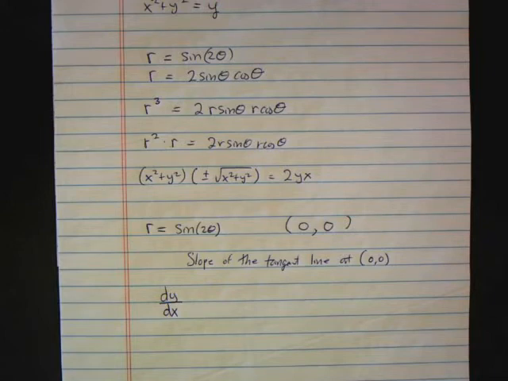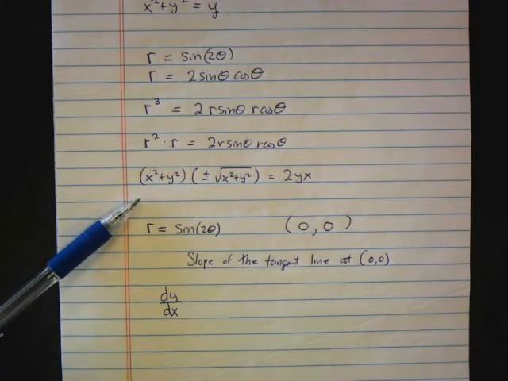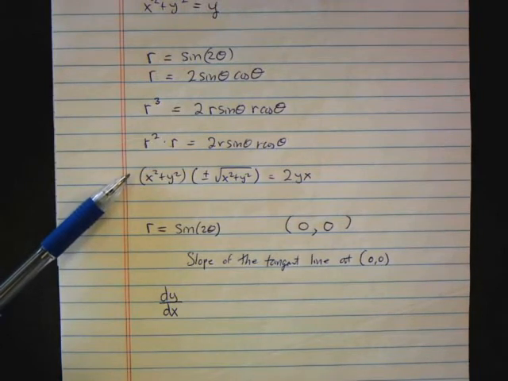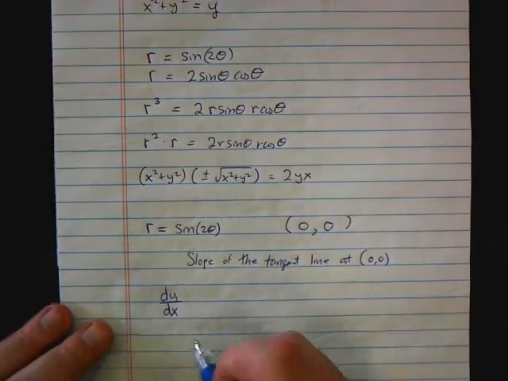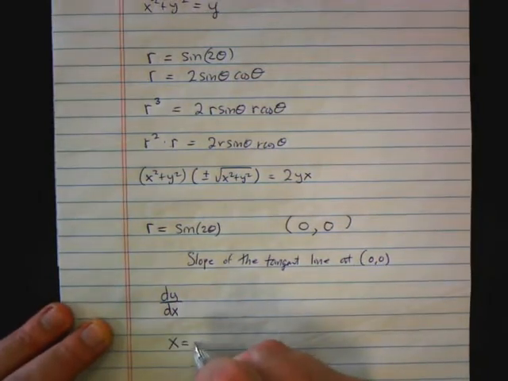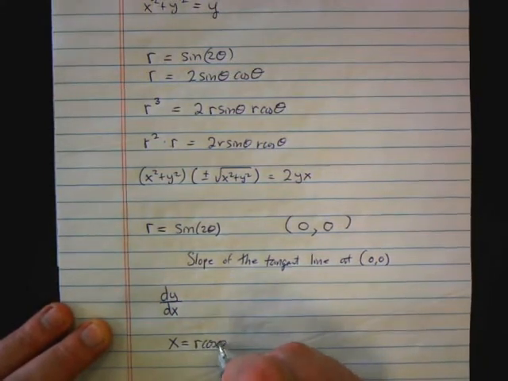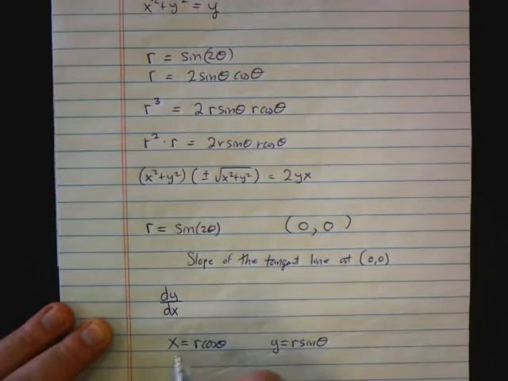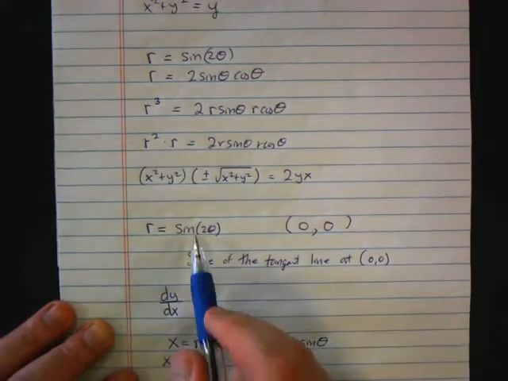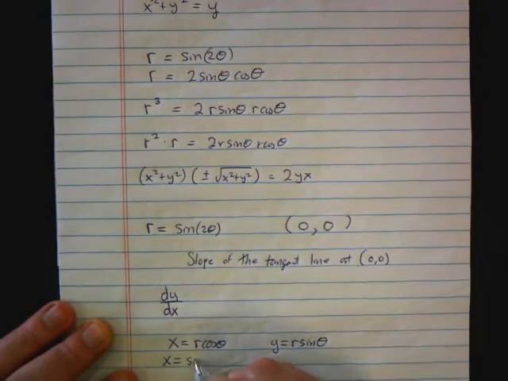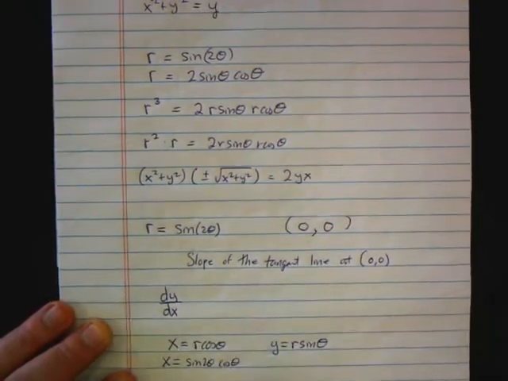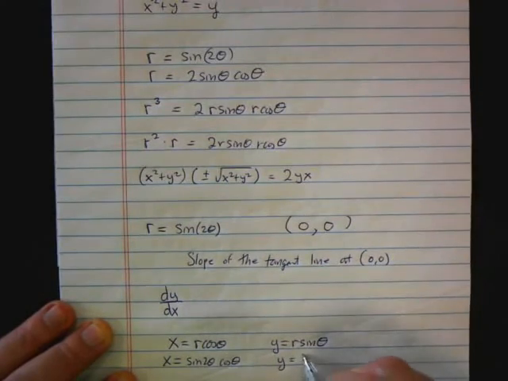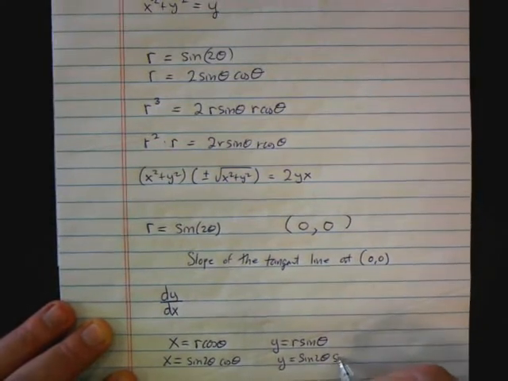Convert to rectangular. I could convert to rectangular. Do you want to take the derivative of that? No, me either. Here's the better way. x equals r cosine theta, y equals r sine theta. Or you could write x equals r, which is sine 2 theta, cosine theta, and y is sine 2 theta sine theta.